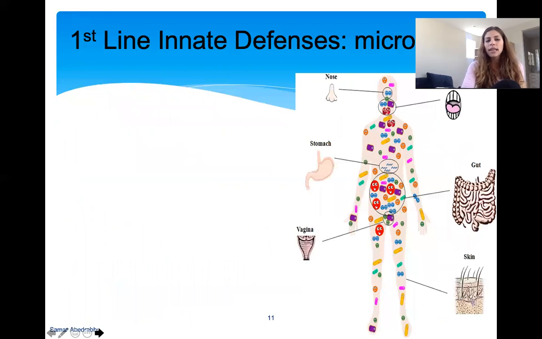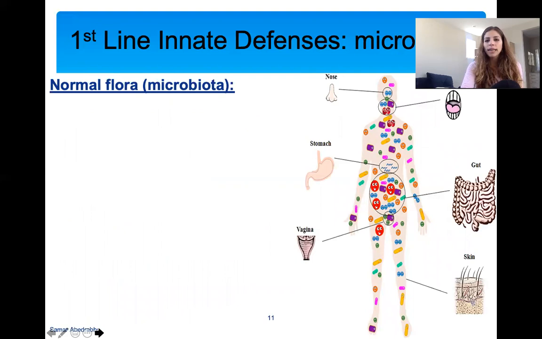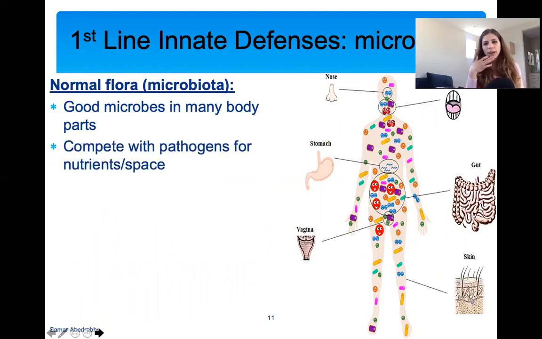And then finally, a first line innate defense is your microbiota. Your microbiota are the good organisms that you're born with. So the good bacteria that we see that you're born with, and it's on different parts of your body. So they're good microbes in many parts of the body. And the reason why they protect you is if you have good bacteria and they're covering your body, bad bacteria or bad microbes, pathogens, don't have space to grow and they can't get nutrients.